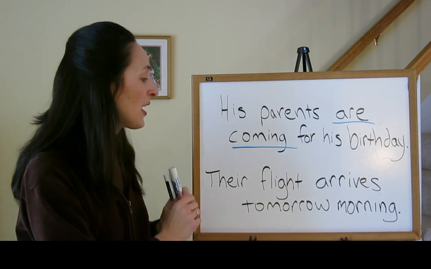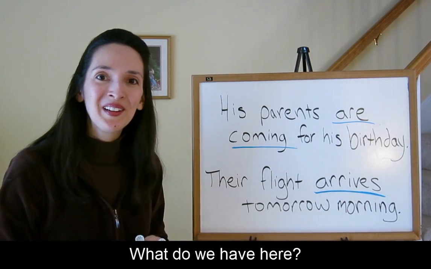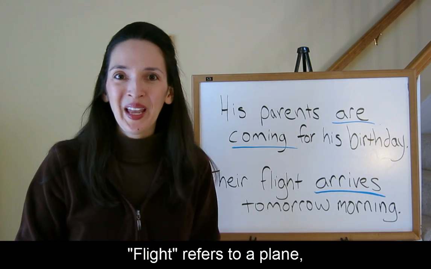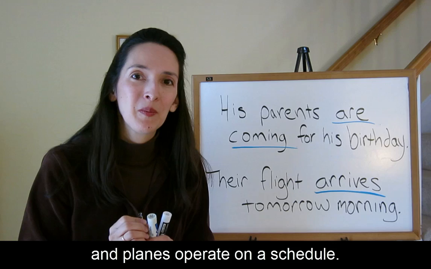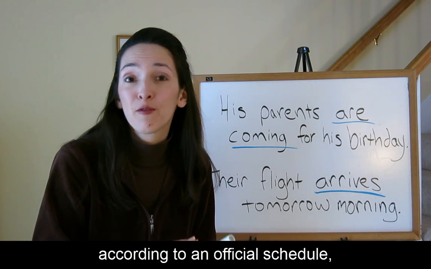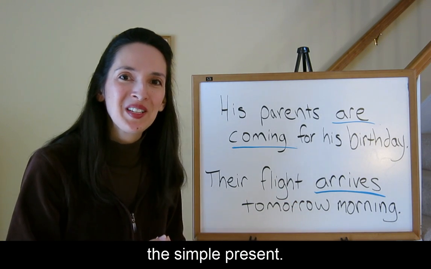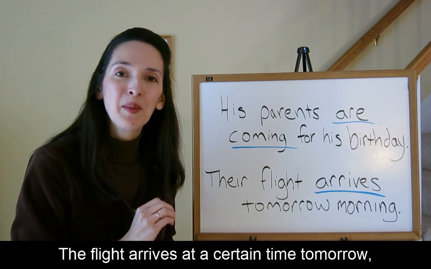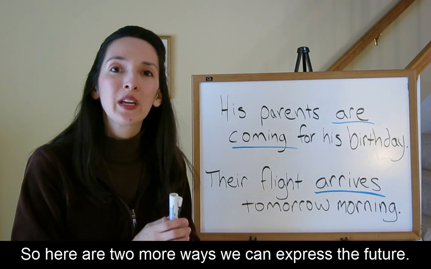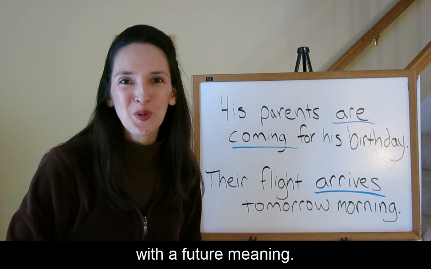And in fact, their flight arrives tomorrow morning. What do we have here? The simple present. Why? Flight refers to a plane, and planes operate on a schedule. When we're talking about an event that occurs according to an official schedule, that future event can be expressed using the simple present. The flight arrives at a certain time tomorrow. It also departs at a certain time tomorrow. So here are two more ways we can express the future. We can actually use present verb forms with a future meaning.